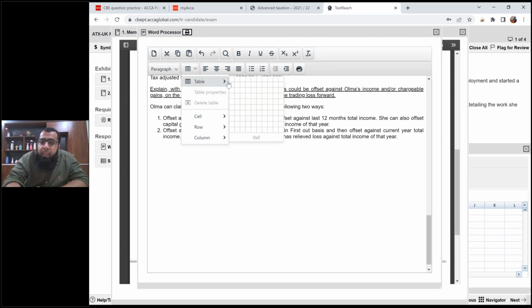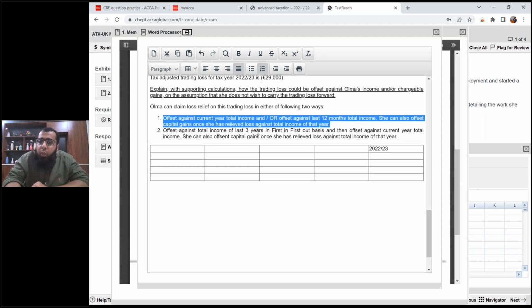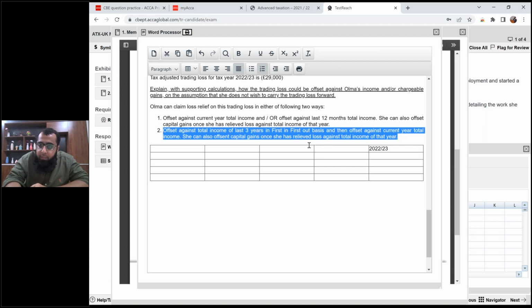While I'm making the calculation, I will make a simple table. Look at it here. My current year is 2022-23. Now, how many years can I go back? I can go back 12 months or I can go back 3 years. I can go back 12 months if I apply normal loss, or I can go back 3 years if I apply opening year loss.